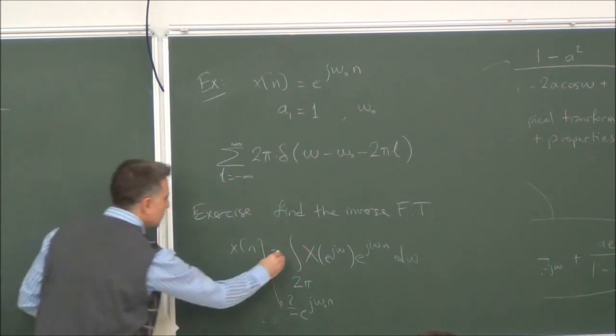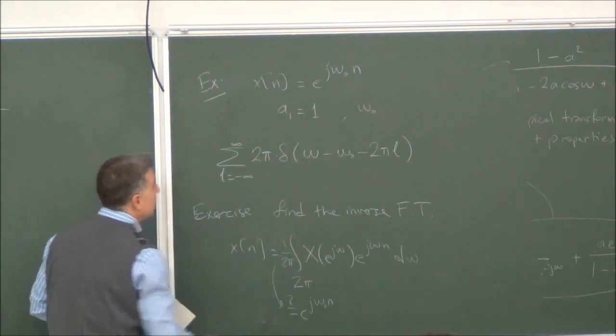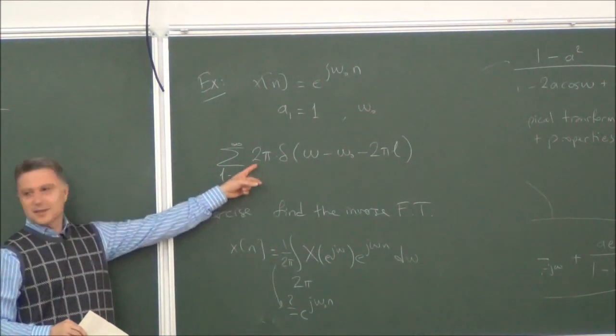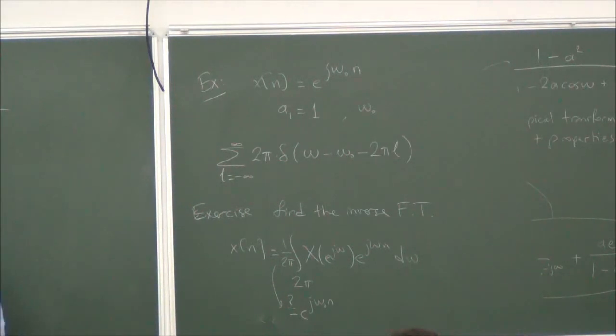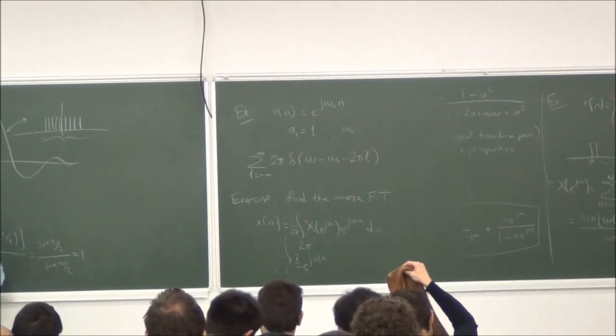Yeah, there must be 1 over 2 pi. And that 1 over 2 pi will cancel this 2 pi delta impulse. Right? That's true. So, these are the things that you will be responsible with.